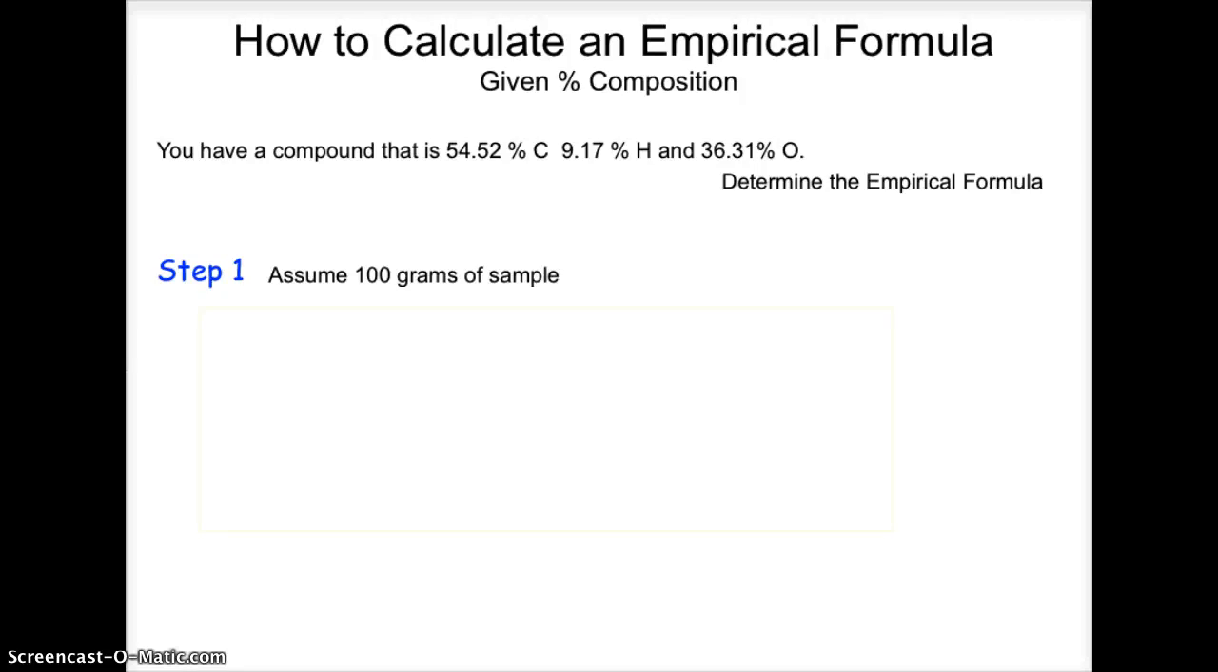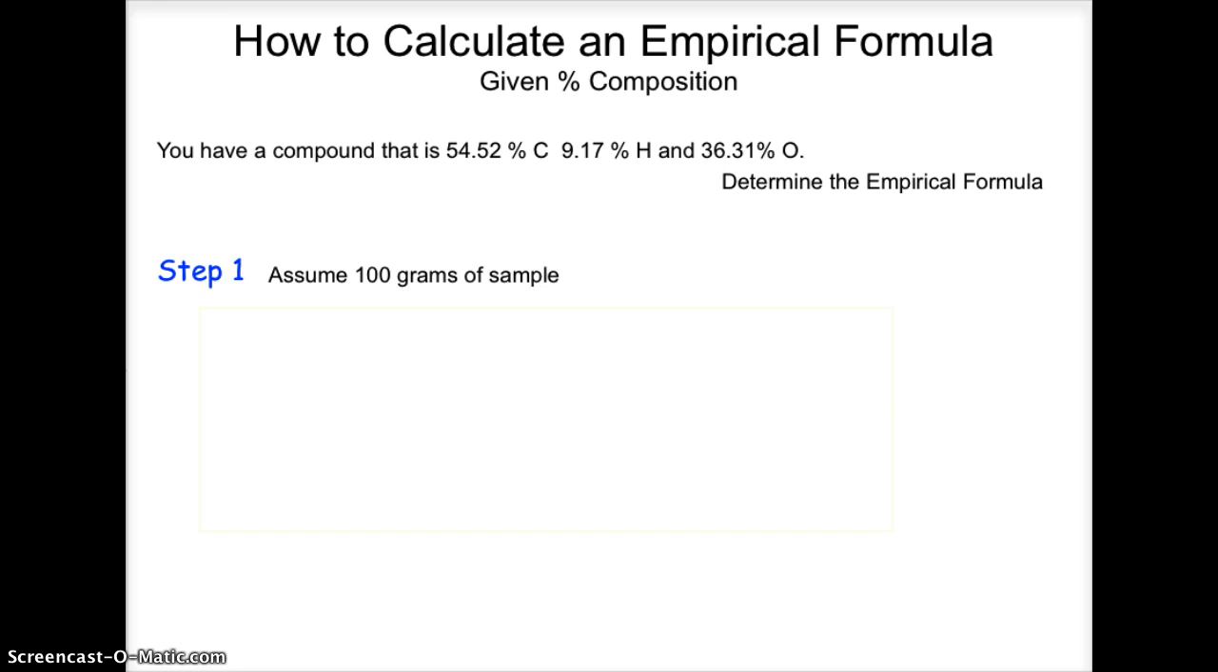Hello, this is a learning video on how to calculate an empirical formula given a percent composition. Here's the problem. You have a compound that is 54.52% carbon, 9.17% hydrogen, and 36.31% oxygen. You're asked to determine the empirical formula.